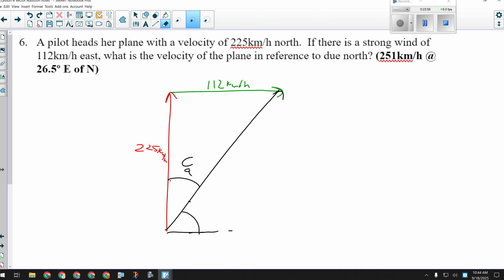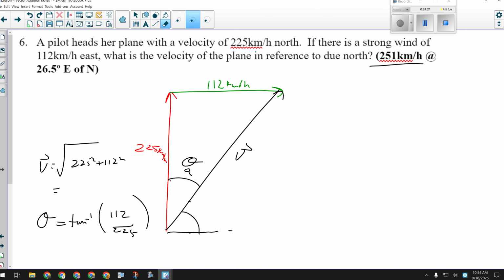All right, so we'll calculate theta here, and we'll calculate v here. So it's just Pythagorean theorem, right? So we'll have that v will equal the square root of 225 squared plus 112 squared. Okay, that'll give us our 251 kilometers per hour, and then we do our trigonometry. So tan to the minus 1 of 112 over 225, and that will give us our 26.5 degrees east of north. Okay, everybody okay with that?